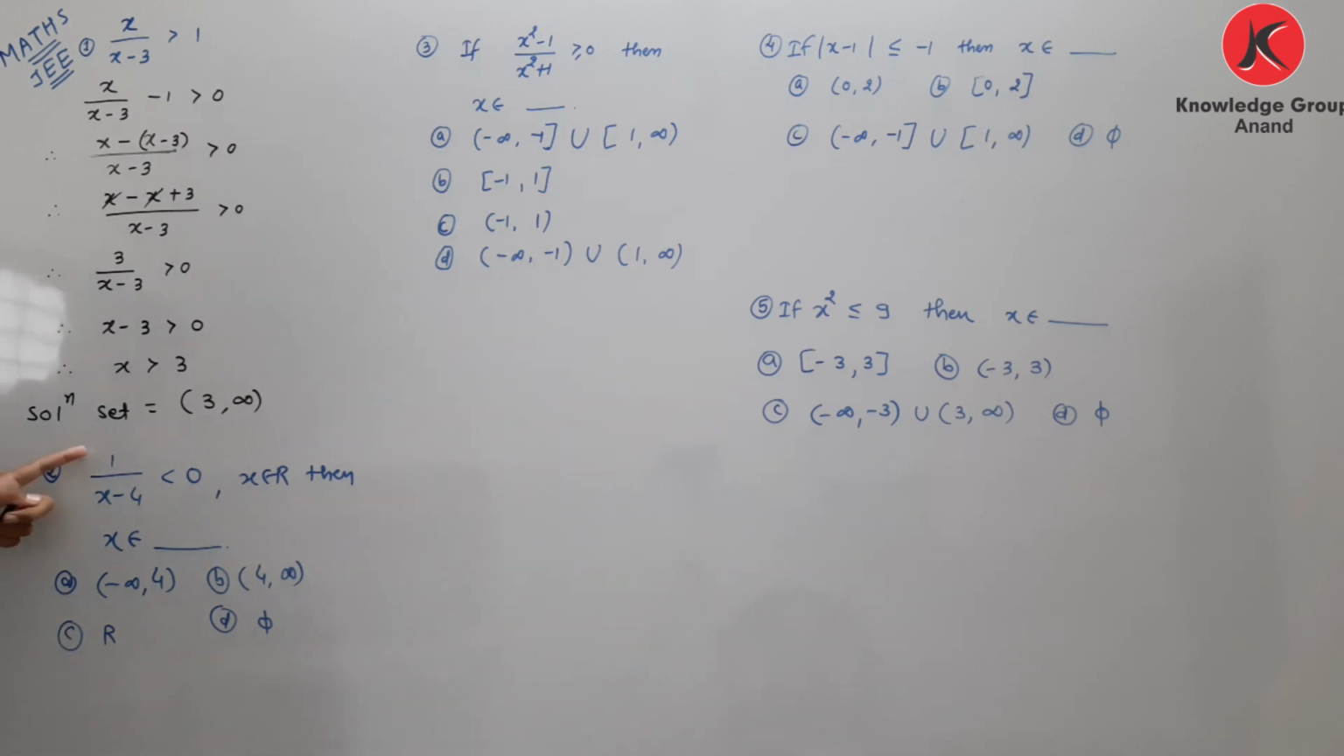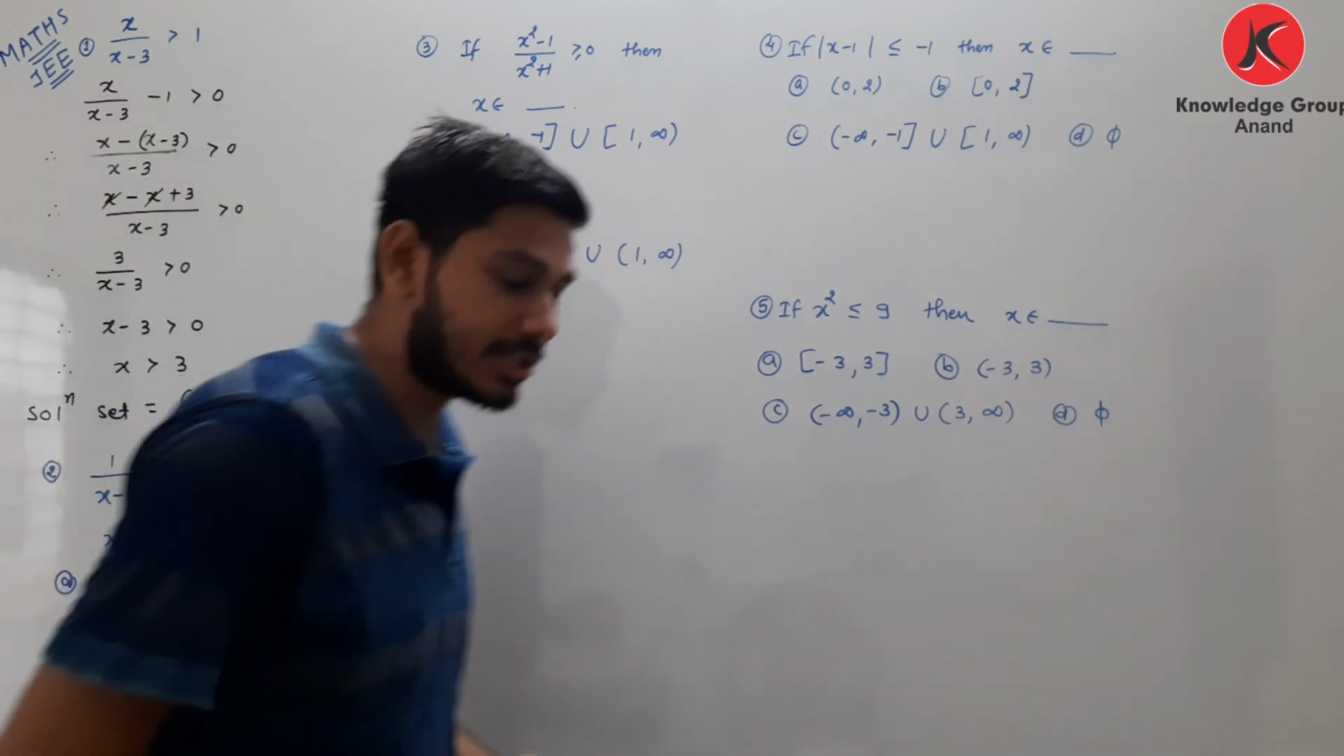See here, 1 upon x minus 4 is less than 0. Your denominator has a variable term, therefore we have to convert the right hand side into the form of 0. It is already 0. That means 1 upon x minus 4 less than 0 is given here. Now we know that this ratio is negative. How is it possible for this ratio to be negative?